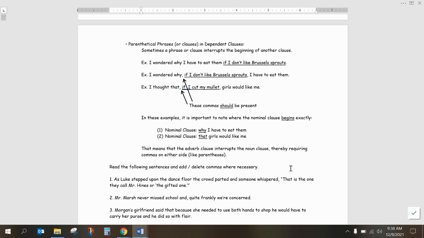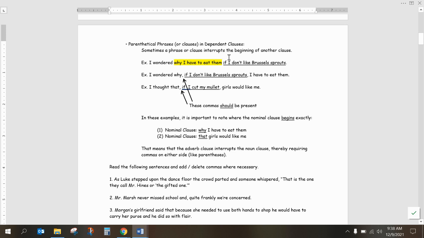So if my example said, "I wondered why I have to eat them if I don't like Brussels sprouts." Well, that's fine, because I want you to see that you actually have two different clauses. You have a noun clause, why I have to eat them, I'll put that in yellow, and if I don't like Brussels sprouts, which is an adverb clause. And so as long as they're separate, it's not a big deal.